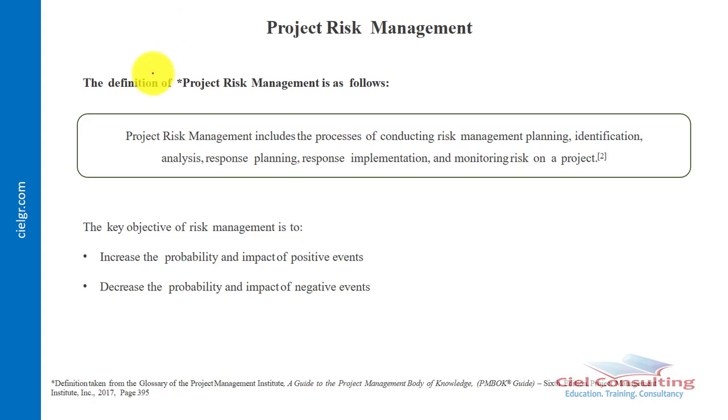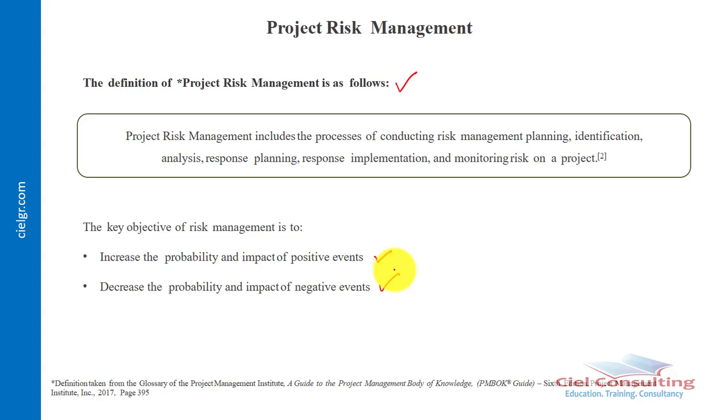Under project risk management, remember, we're going to be taking a look at all the processes that will enable us to conduct risk management planning, identify, analyze, and also respond to, as well as monitor risk. All of these are part of the things we do under risk management. Notice that the key objective of risk management is to increase the probability and impact of positive events, and also decrease the probability and impact of negative events. That's one key thing we take a look at when we talk about risk management.